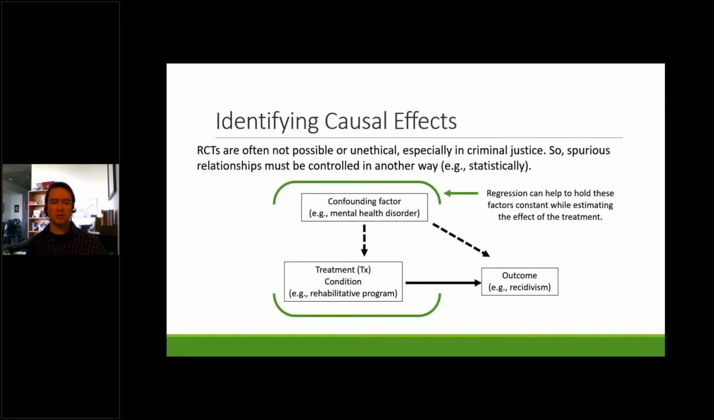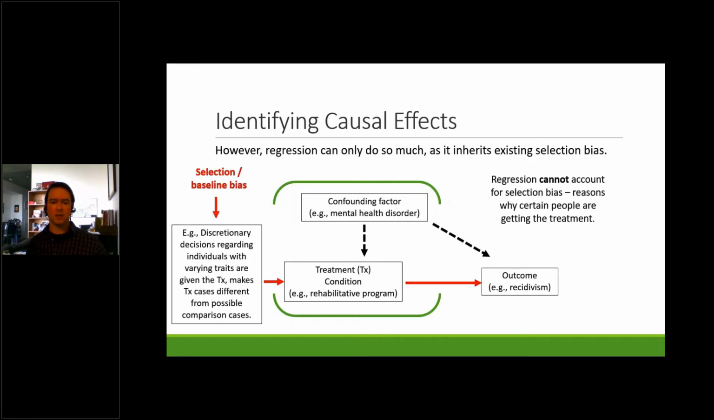RCTs are often not possible, or sometimes they're simply unethical, especially for criminal justice researchers, as you all know. So spurious relationships must be controlled for in another way, such as statistically. Regression can help hold these confounding factors constant while estimating the effect of the treatment. And this was traditionally the approach for a long time, up until the late 90s or early 2000s, really. However, regression can only do so much, as it inherits existing selection bias.